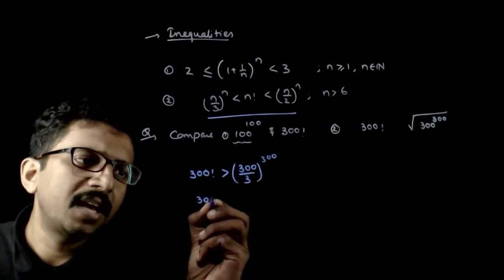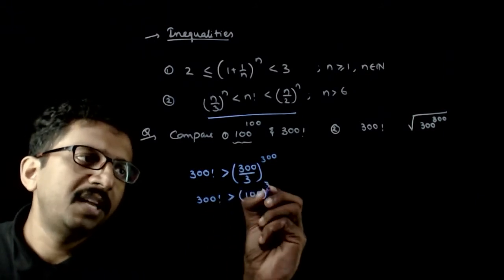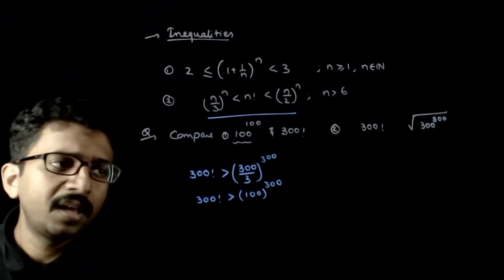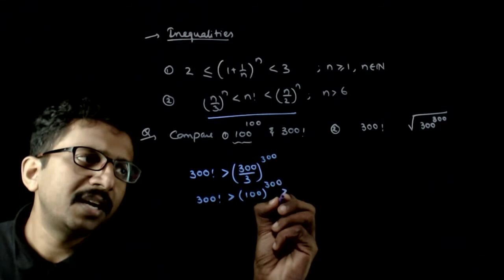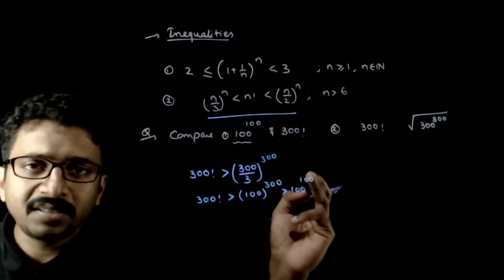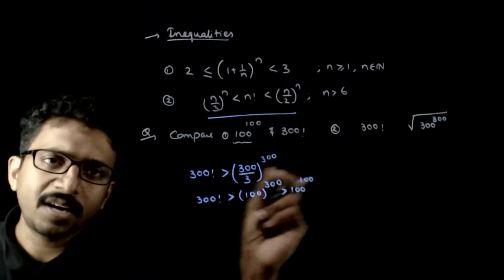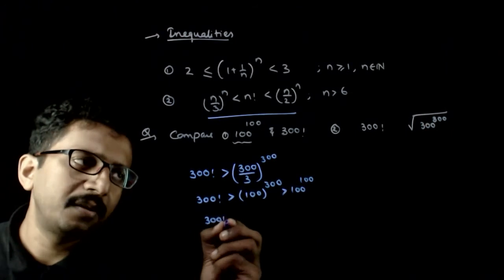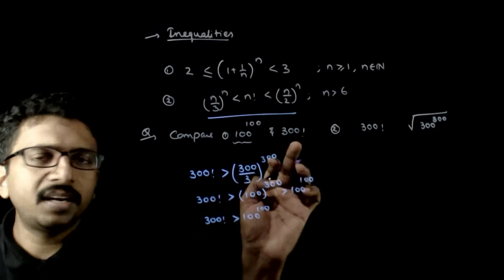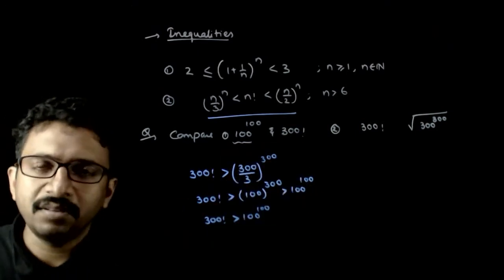That is, 300 factorial is always greater than 100 power 300. And you know that 100 power 300 is greater than 100 power 100. It's very obvious. If you multiply 100 by itself 300 times, 100 power 300 will be greater than 100 power 100. Hence 300 factorial is greater than 100 power 100. So 300 factorial is a bigger number than 100 power 100. So that's how we compared these two.